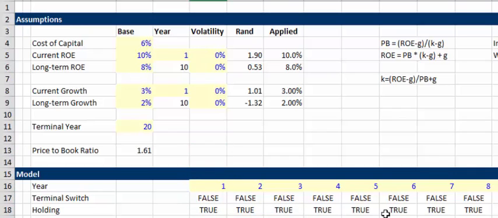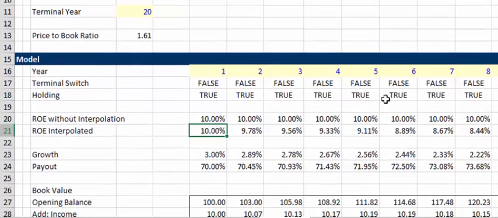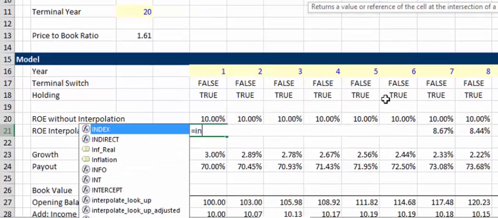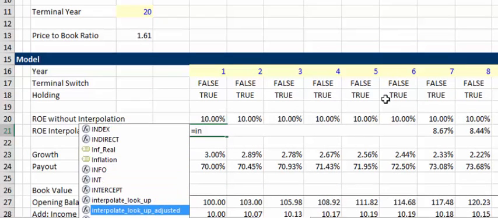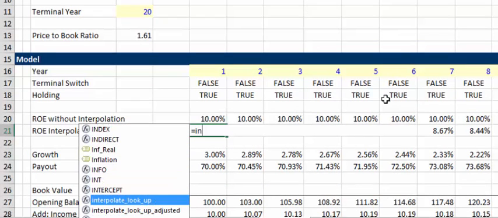Okay, now what we're doing is we're going to do a simulation. And in this simulation, last time I talked about this interpolate macro thing, and I used a linear interpolate. If you put equal interpolate, notice I have one for adjusted and reverse. There are a whole host of different interpolate lookup functions that I think are really important.